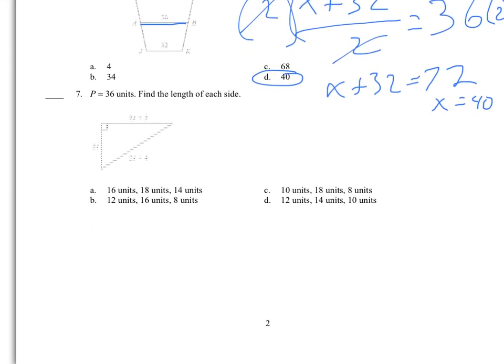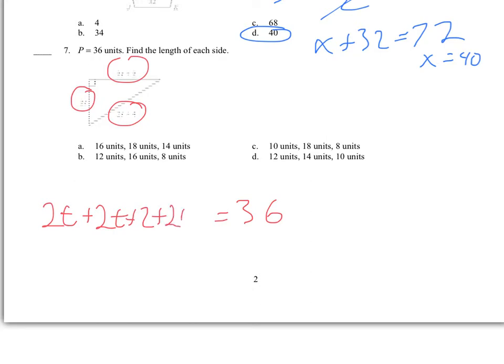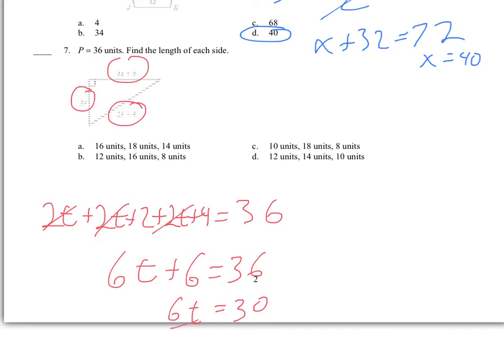And number 7, the perimeter of this figure is 36. So we need to add all three sides and set that equal to 36 in order to find the value of t. You can't read it there, but I'll tell you this first one is 2t. The second one is 2t plus 2. And the last one is 2t plus 4. Okay, add all the t's up, combine like terms, and we get 6t plus 6 equals 36. Subtract 6 from both sides and you get 6t equals 30. Divide by 6 and t equals 5.